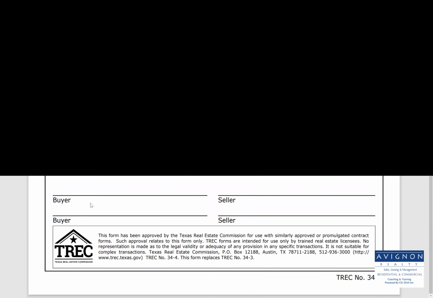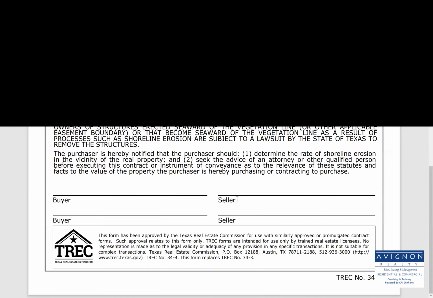The purchaser is hereby notified that the purchaser should determine the rate of shoreline erosion in the vicinity of the real property and seek the advice of an attorney or other qualified person before executing this contract or instrument of conveyance as to the relevance of these statutes and facts to the value of the property the purchaser is hereby purchasing or contracting to purchase. Then buyer and seller signature.